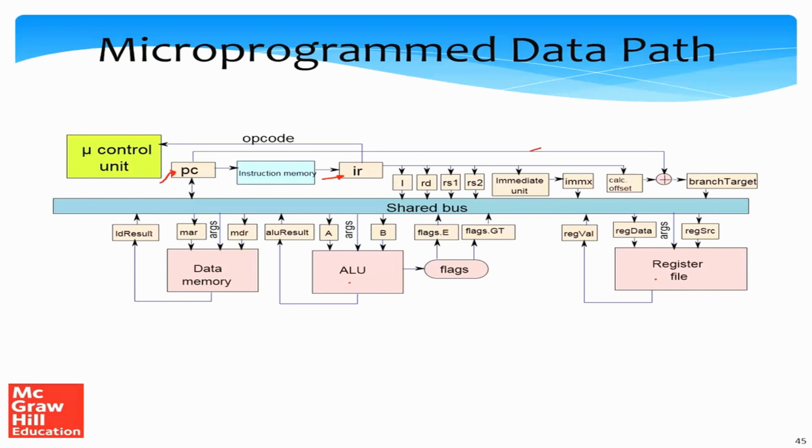Once the operation is complete, the results will all be there in these result micro registers: load result, ALU result, and regval, which can then be used by other units if required. So we shall see when we write microprograms how all of this works. And the crux of the entire processor is a microcontrol unit, which runs the microprogram for each high-level simple RISC instruction, and the shared bus, which conceptually is just a set of copper wires.